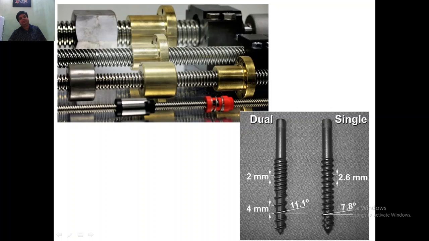Again, you can see how the single start and double start screws are manufactured here. You can see the profile is different here. So here we have the single start and double start screw. You can see in the single start screw what the profile is, and in the double start screw how the profile is, and how the helix angle varies.